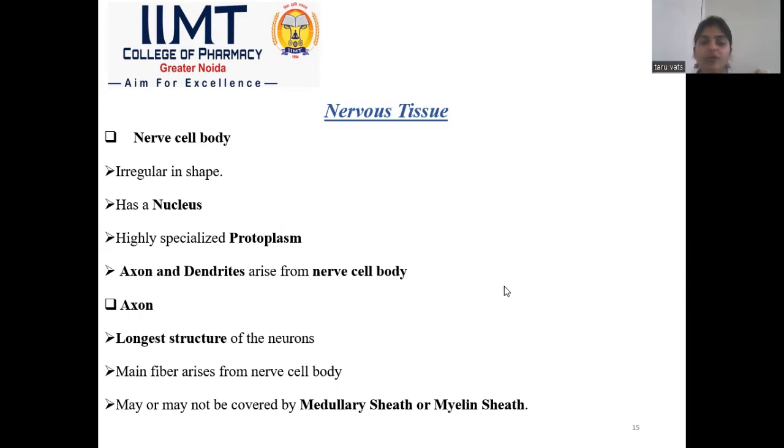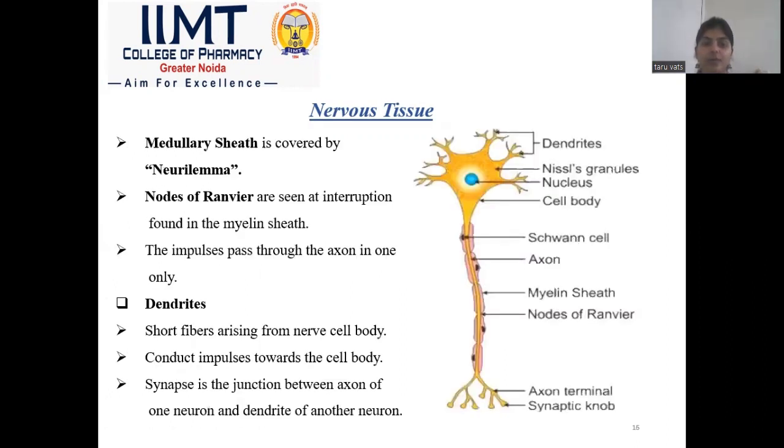It may or may not be covered by a medullary sheath or myelin sheath. The medullary sheath is covered by neurolemma. Nodes of Ranvier are seen as interruptions found in the myelin sheath. The impulses pass through the axon in one direction only.